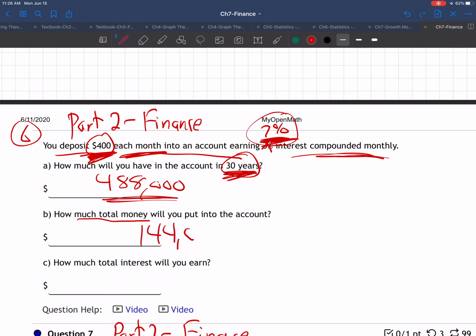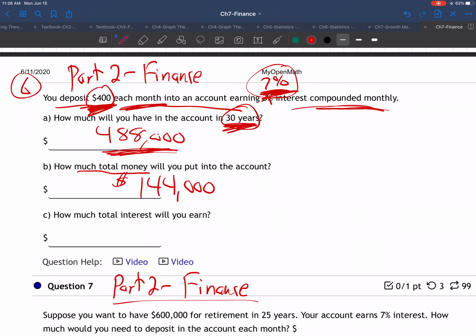Now, how much was the money you actually put in? Well, it turns out you only put in $144,000. And it turned into $500,000. How did it do that? The rest was interest. How much interest did you gain? You actually would gain about $344,000 in interest, meaning that's money they gave you for nothing.